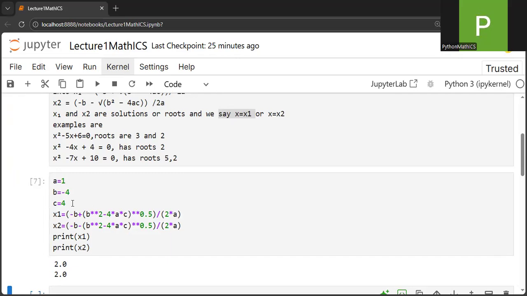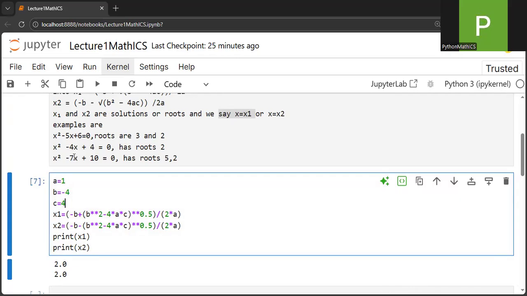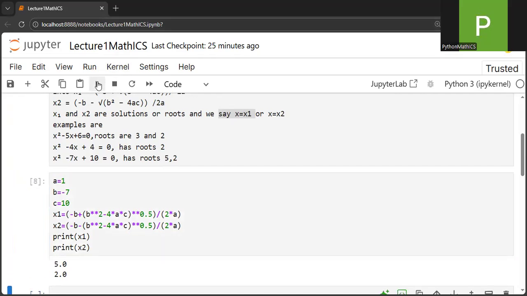Similarly, if we go for the third one, in the third one we have a is again 1, b is now minus 7, and c is 10. So if I run it, okay. Again, you see how easy it is to change the values.